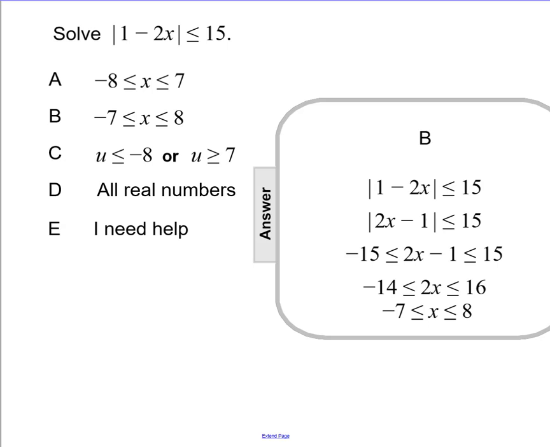I add 1 to both sides. So negative 15 plus 1 is negative 14 and positive 15 plus 1 is 16. Dividing by 2, we have negative 7 is less than or equal to x, which is less than or equal to 8, which tells me that B is the correct answer.